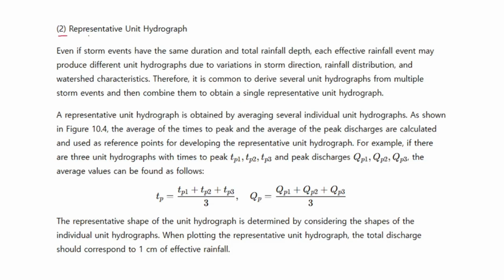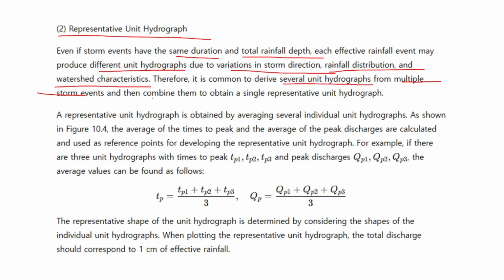So we next have the representative unit hydrograph. Even if storm events have the same duration and total rainfall depth, each effective rainfall event may produce different unit hydrographs due to variations in storm direction, rainfall distribution, and watershed characteristics. Therefore, it is common to derive several unit hydrographs from multiple storm events and then combine them to obtain a single representative unit hydrograph.